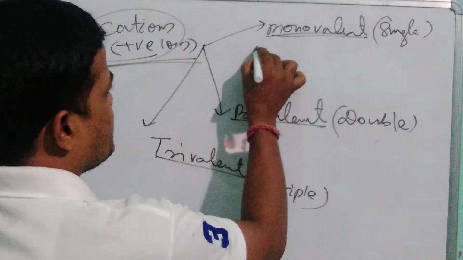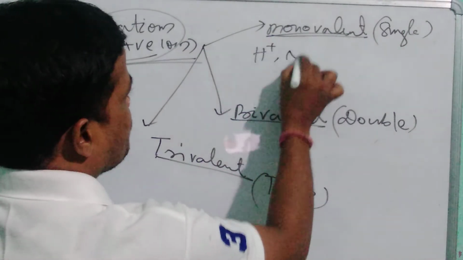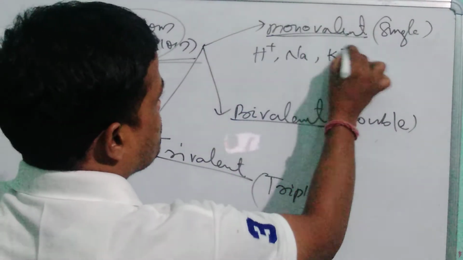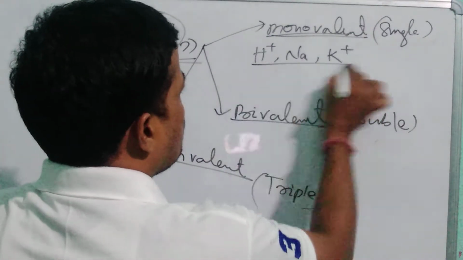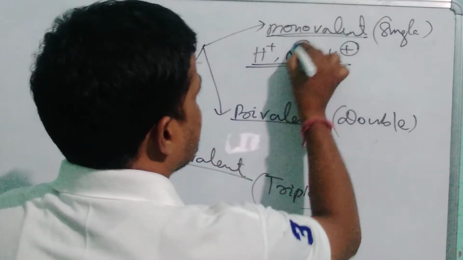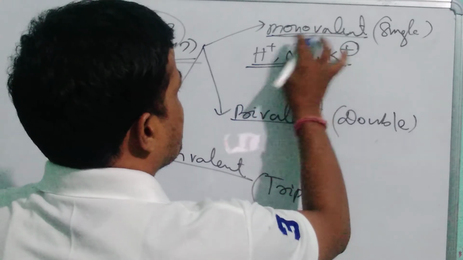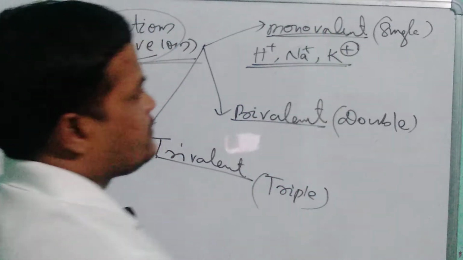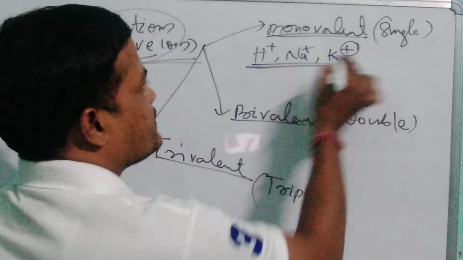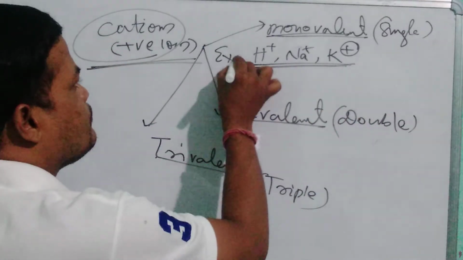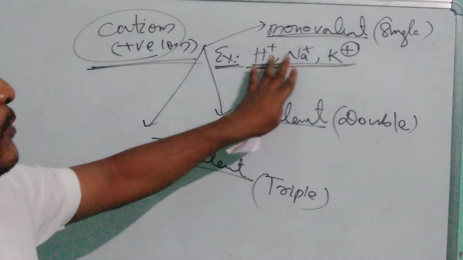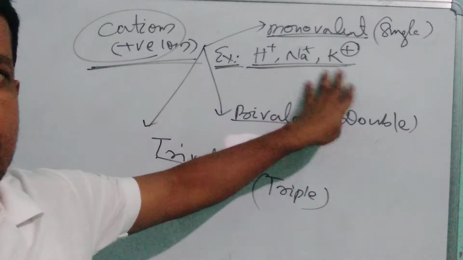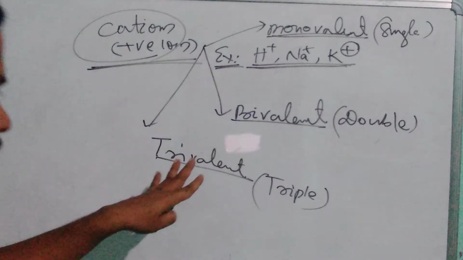Here we can see monovalent: H plus, Na plus, K plus. These bear a single charge, only one plus charge in each case. These are the examples of monovalent ions bearing a single charge: H plus ion, Na plus ion, K plus ion. So these are called monovalent ions.